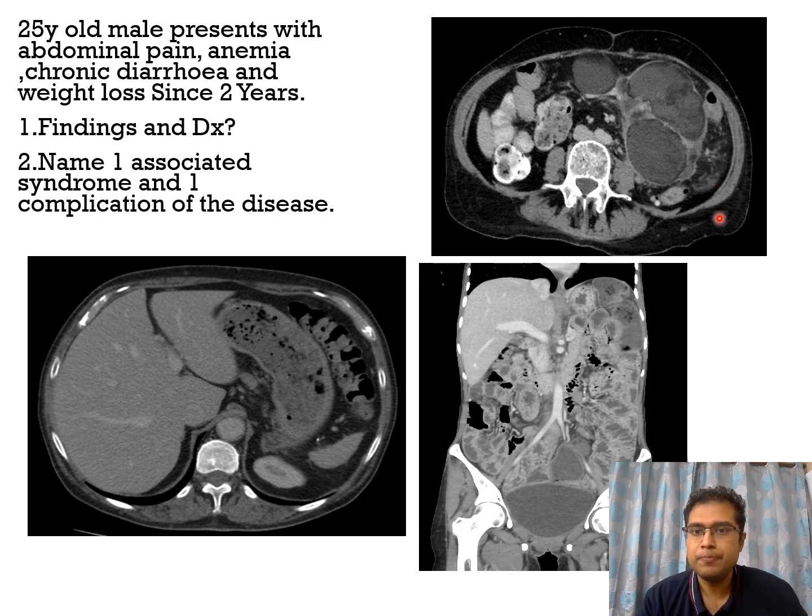These are the axial post-contrast images. These are the non-contrast images, axial section, and this is the coronal section, post-contrast. Based on these images, what is the diagnosis and what are the findings that are appreciated? And what is one associated syndrome that you can think of with this disease and a complication of this disease?